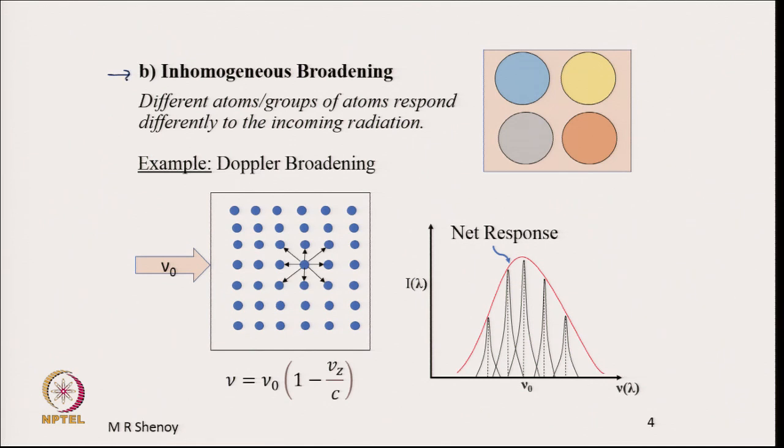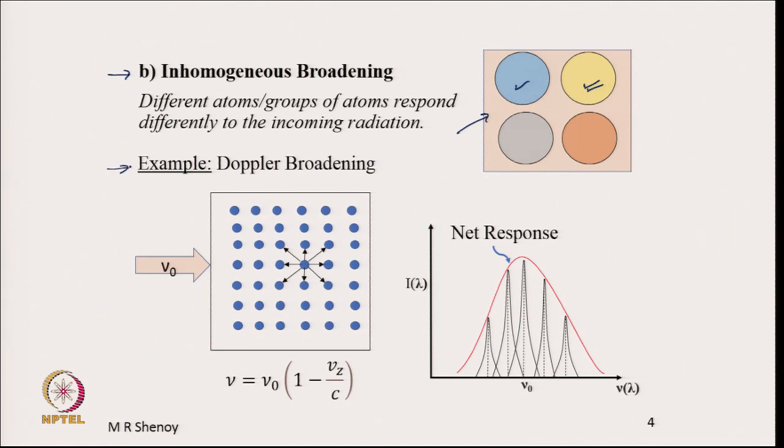What is inhomogeneous broadening? Different atoms or groups of atoms respond differently to the incoming radiation. So, the same different groups I have shown here. Now, the response of this group here is different from the response of this group. So, what is different? It will be clear. So, let me take an example.